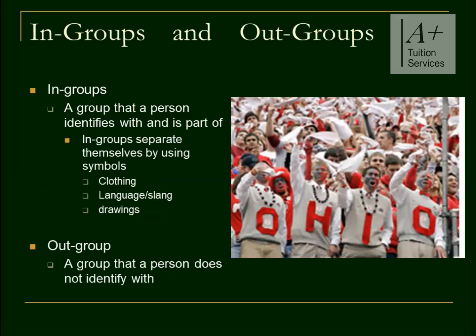So we have in groups and out groups. In groups: a person identifies with and is a part of an in group. And they separate themselves by using clothing, languages and slang, and drawings. For example, supporters of a football team or a group of students who belong to a particular part of the school, such as the cheerleaders or the music or band students. Then we have the out group, and these are persons who do not identify with the group.